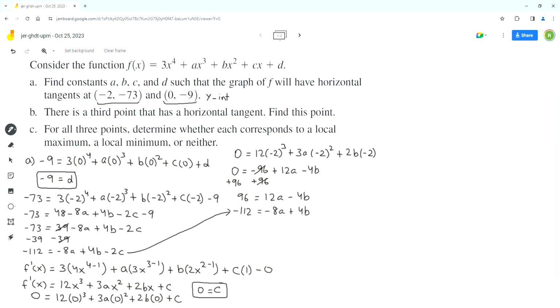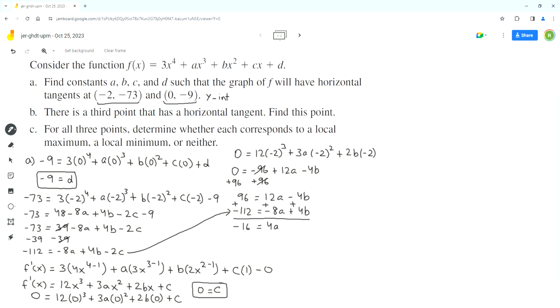So for this linear system, we can use the elimination method, because if we add these two equations, the b terms will get cancelled out because they have the same coefficient with opposite signs. So if we add these equations, 96 plus negative 112 is equal to negative 16 equals, then 12a plus negative 8a is equal to 4a, and negative 4b plus 4b is 0 because they cancel each other out.